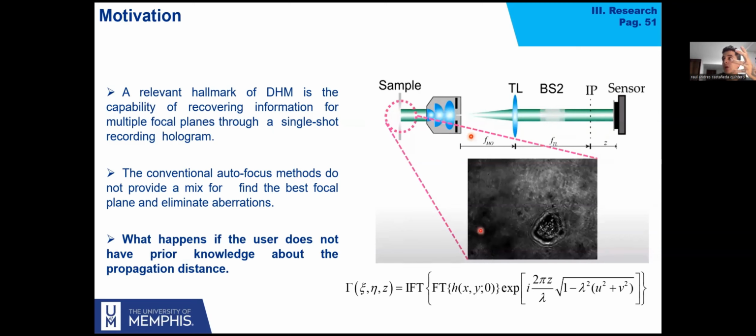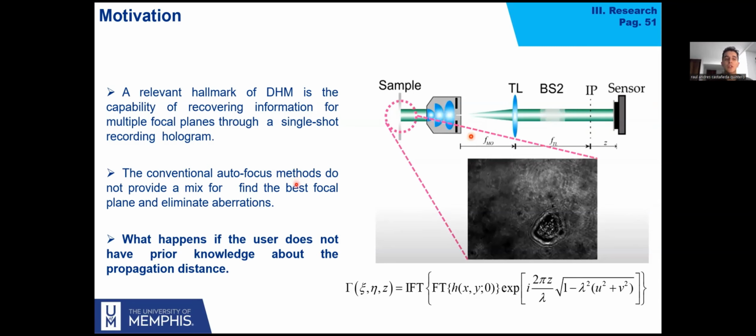Why could the hologram be out of focus? The hologram could be out of focus basically for two reasons. Reason number one, the sensor is located at a different distance from the image plane. Or maybe because the object is not located at the focal plane of the microscope objective, right? Of course, there are conventional strategies to obtain in-focus reconstruction for autofocus hologram.